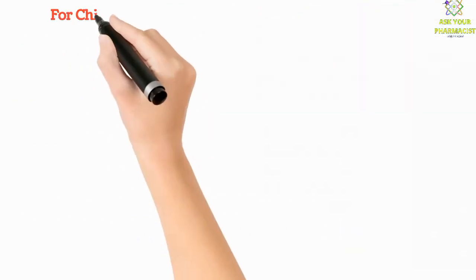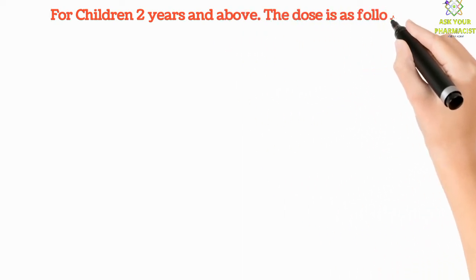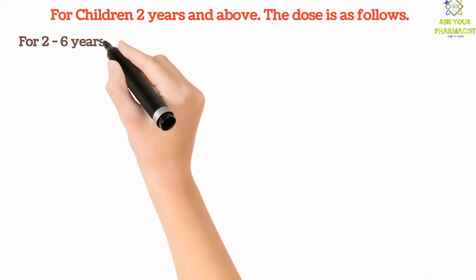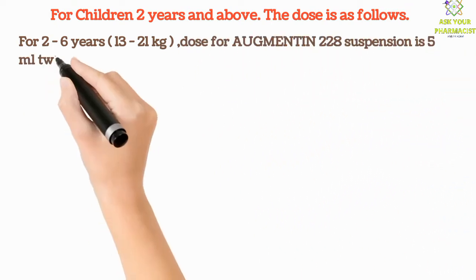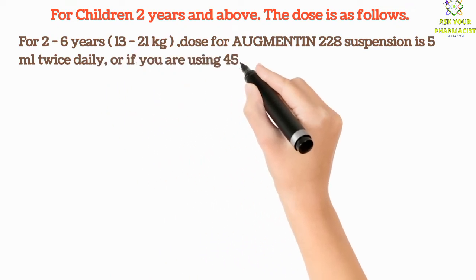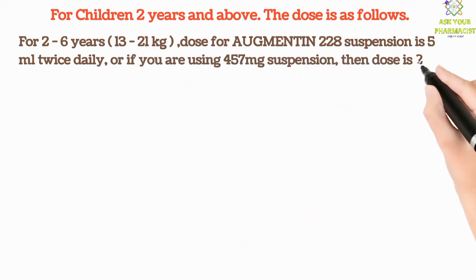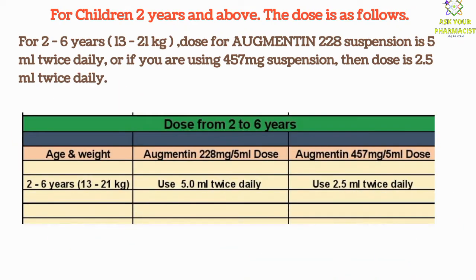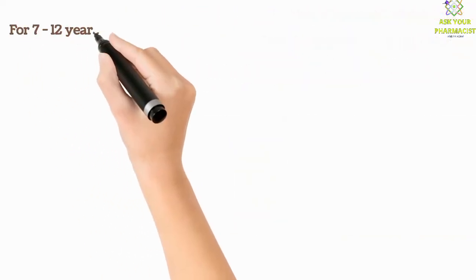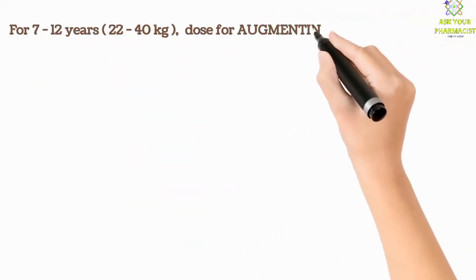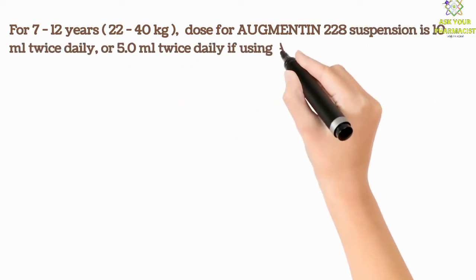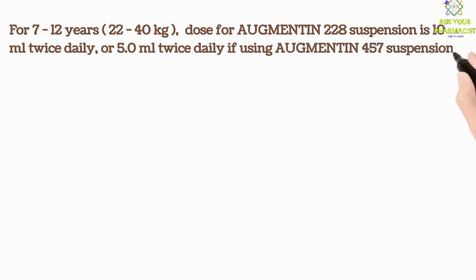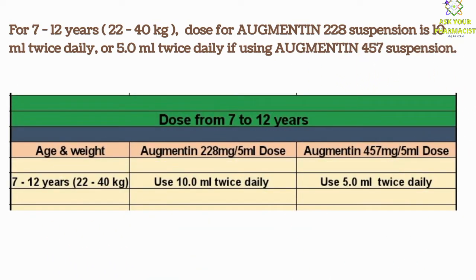For children 2 years and above, the dose is as follows. For 2 to 6 years, the dose for Augmentin 228 suspension is 5 ml twice daily. Or if you are using 457 mg suspension, then the dose is 2.5 ml twice daily. For 7 to 12 years, the dose for Augmentin 228 mg suspension is 10 ml twice daily. Or 5 ml twice daily, if using Augmentin 457 suspension.